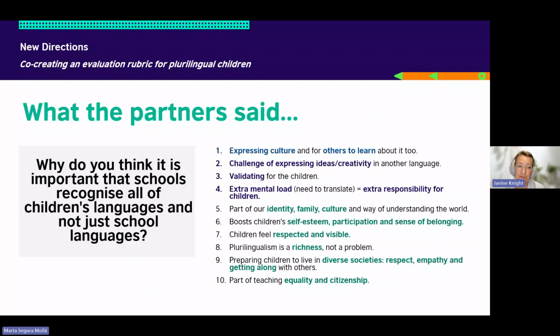Okay, so as a visual recap of what the partners said, here are some of their reasons for the importance of recognising all children's languages. And I'm just going to leave this for a minute for you to read.